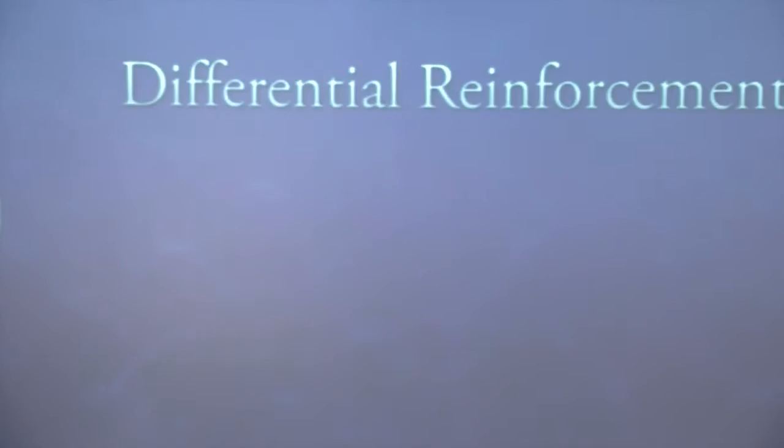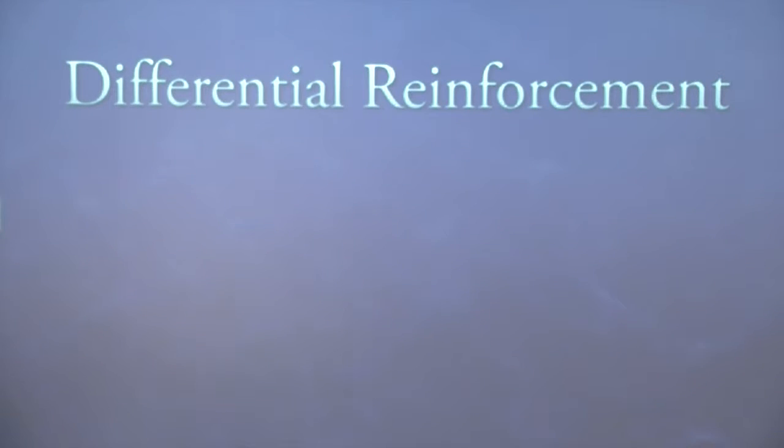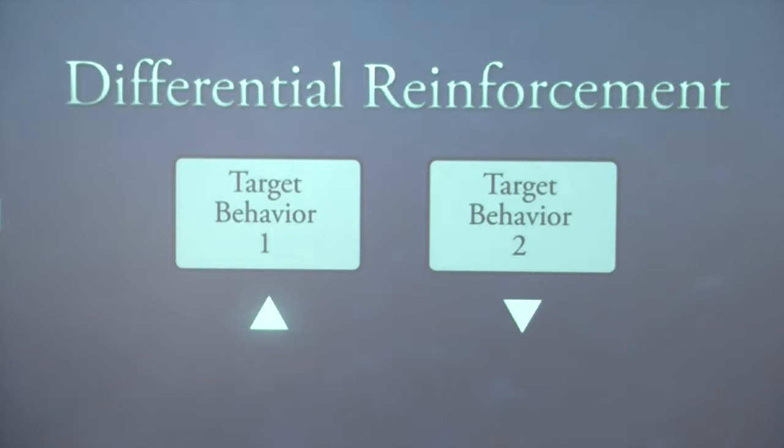The procedures we are referring to are called differential reinforcement procedures. Differential reinforcement is a procedure involving two separate behaviors. One behavior is being reinforced and strengthened. The second behavior is put on extinction.